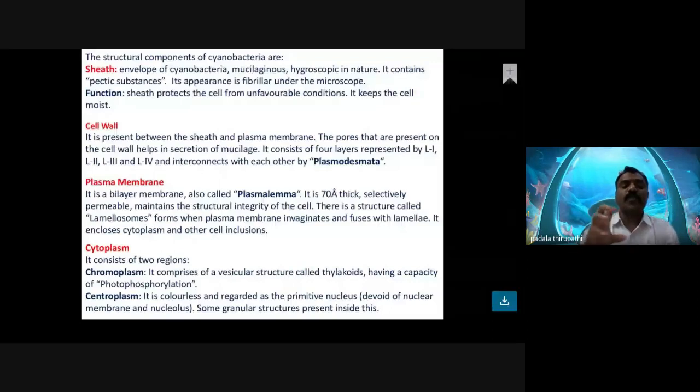Whereas the centroplasm is in the center or middle part of the cell. It is colorless, not colored. It is regarded as the primitive nucleus, devoid of nuclear membrane and nucleolus. Some granular structures are also present in the centroplasm. The nucleus is not present in the blue-green algae cell, so the centroplasm does not possess a true nucleus; we can call it a primitive nucleus. Whereas the chromoplasm is responsible for the coloration of the thallus and for photosynthesis, the preparation of their own food material, and it is arranged in the peripheral area of the cell.